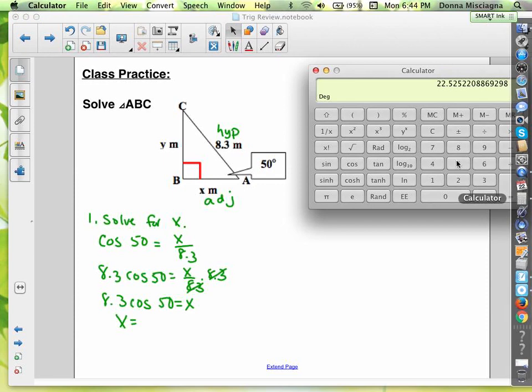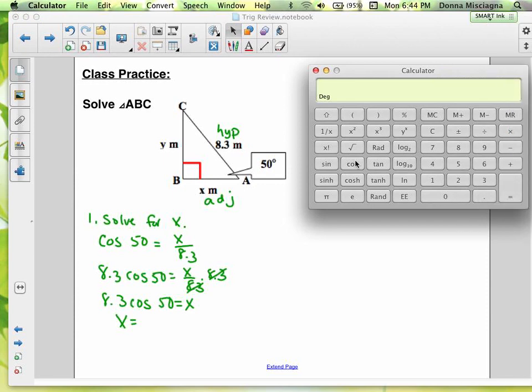So we have 50 cosine, right? Because we would have that value in the table. It would just be rounded to 4 decimal places. And we'll take that and we'll multiply times 8.3. And we'll round to 3 decimal places again. So we have 5.335.